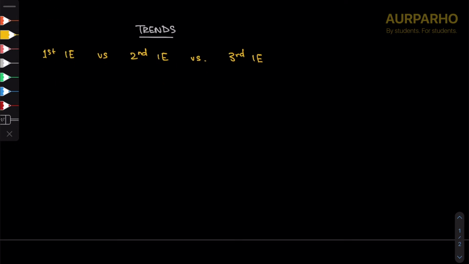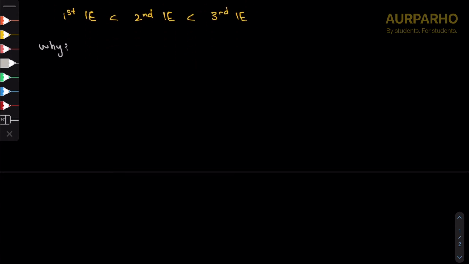अब इसका pattern ये है, I'm just gonna tell you first and then explain it. इसका pattern ये है कि ionization energies increase. So first ionization energy is less than the second ionization energy is less than the third ionization energy. Now why is this? ये इसलिए क्योंकि let's for example just draw quickly a sample atom.